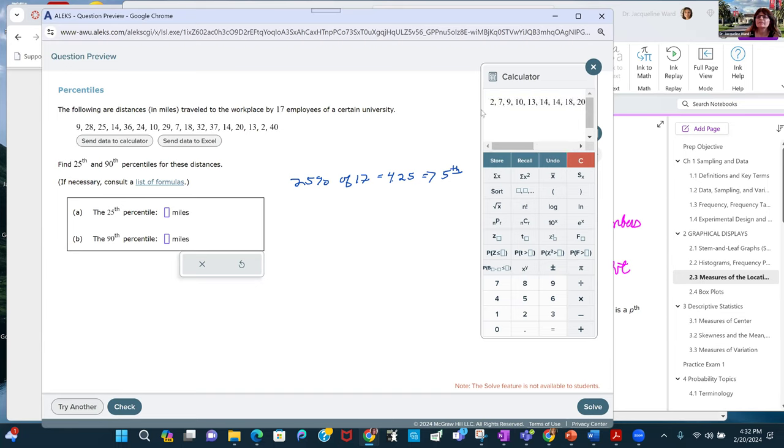Sort it. 1, 2, 3, 4, 5 is number 13. Okay.